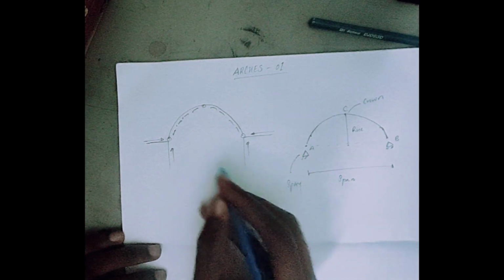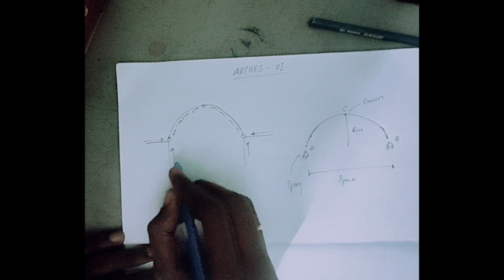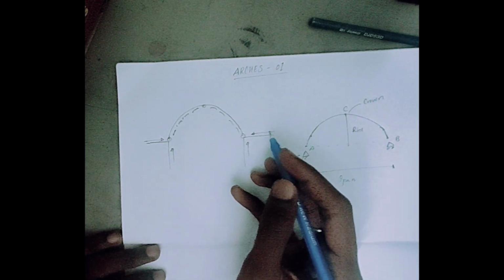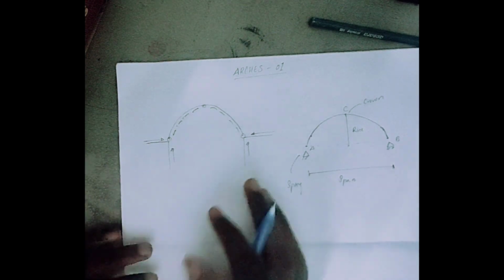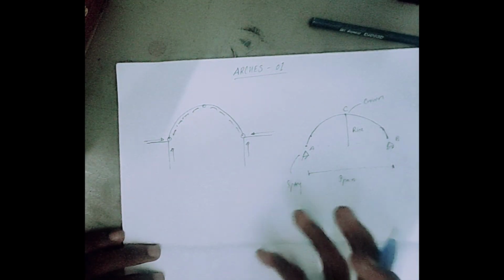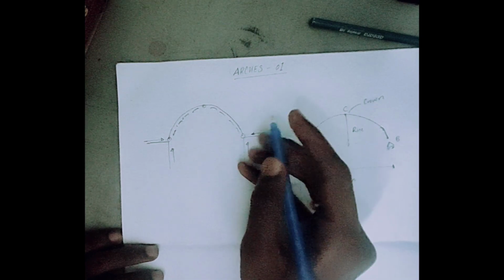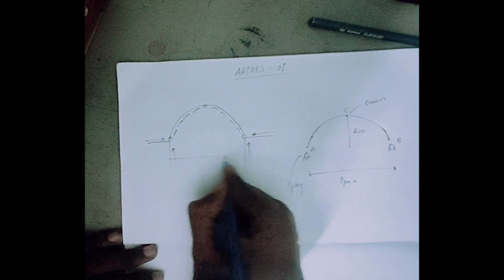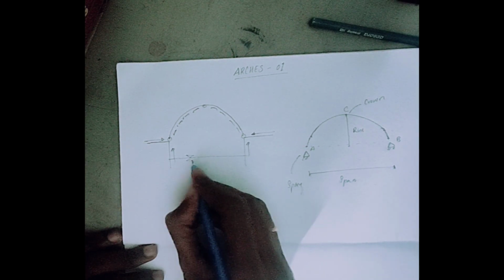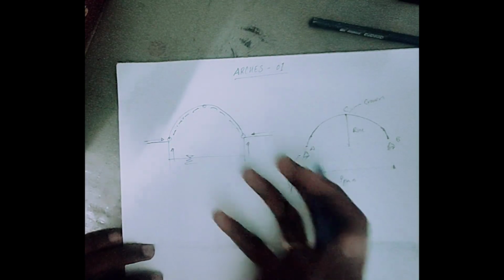Arches are mainly constructed as bridges or for an aesthetic look in buildings, like windows, doors, all this. See this, this can be called a bridge.